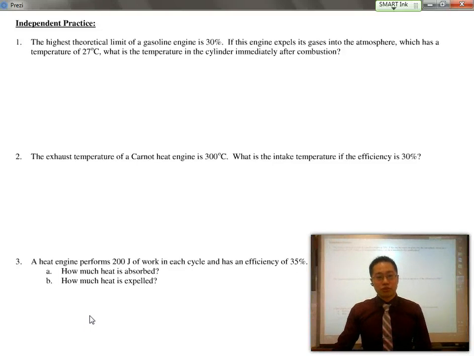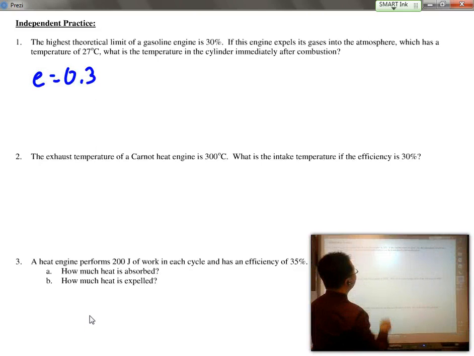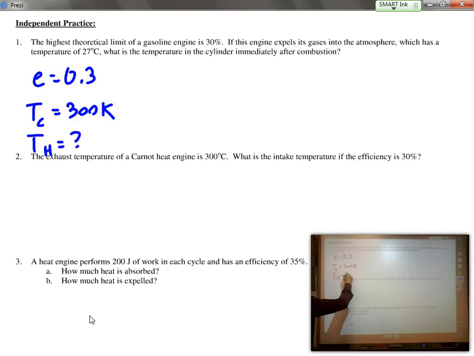So let's do a couple more practice questions. The highest theoretical limit of a gasoline engine is 30%. Efficiency is equal to 0.3. So the engine exposes gases into the atmosphere, which is a temperature of 27 degrees Celsius. So of course that's going to be in Kelvin. That's being expelled. That's going to be the cold temperature, not the hot input temperature. So that's going to be 300 Kelvin. What is the temperature in the cylinder immediately after combustion? So they're asking us, what is TH equal to?